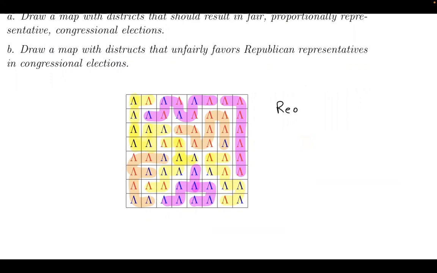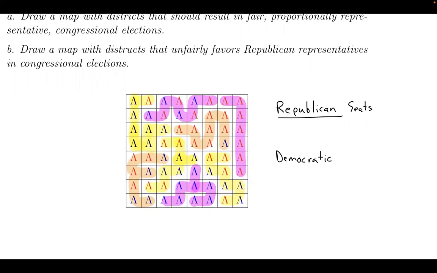So let's look at all these different districts. Some districts should be pretty easy to recognize as a Democrat stronghold or a Republican stronghold.